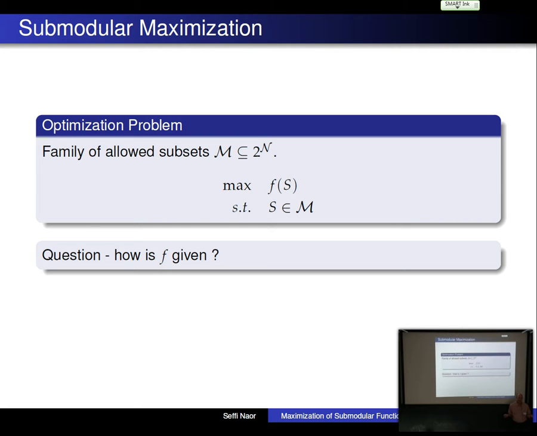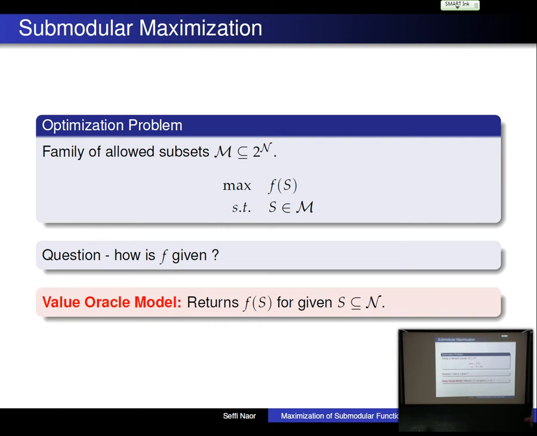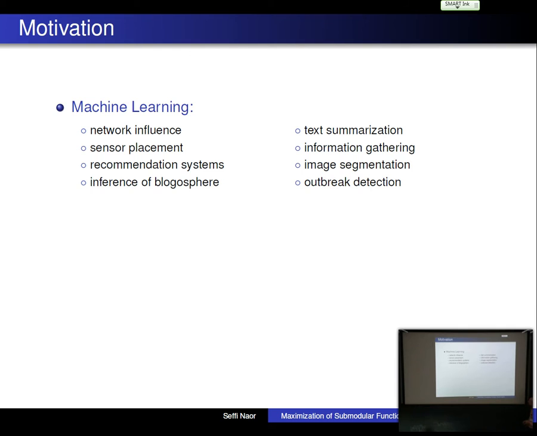F is a function which is defined over all subsets. The typical way that we assume that the function is given is through the value oracle model. This means that we have a black box that we can probe: the input to the black box is a subset S, and the output is the value of f of S. A measure for our complexity is the number of such queries that we have.